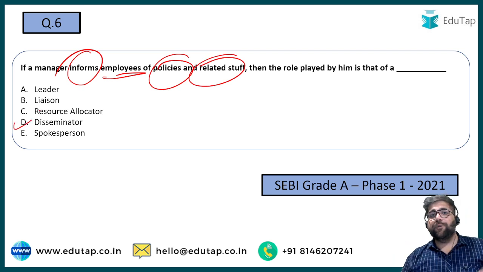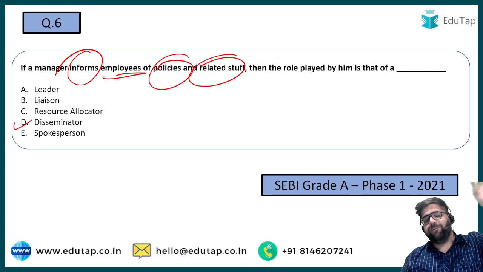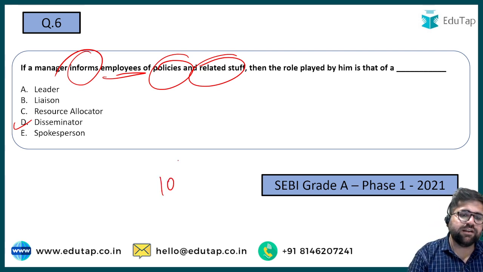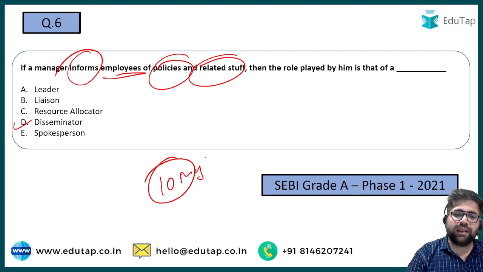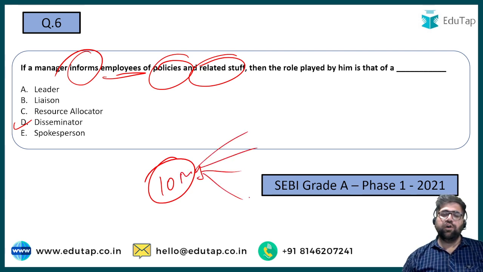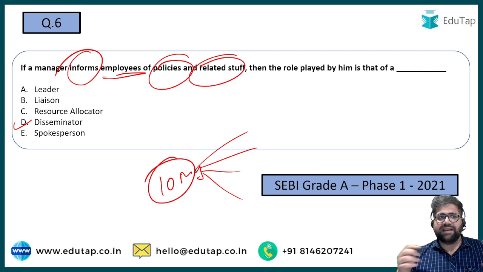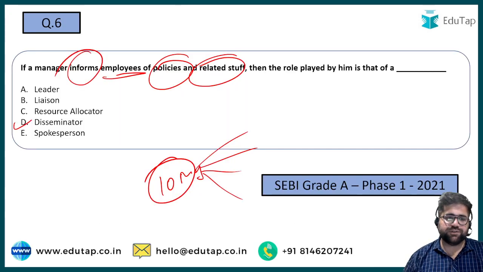Why? Because I am informing. Under leader, I will lead that particular group to a particular goal. Liaison, and I have told you that you will have to look for some third party contact or some connection words. Resource allocator is where, for example, if today a manager receives 10 mangoes and then distributes these mangoes, it is a very basic example of what resource allocator is all about. Spokesperson, I have told you that there has to be a meeting word, or somewhere wherein the manager is becoming the voice of the company. As simple as that. So the answer, I hope, here is option D only.